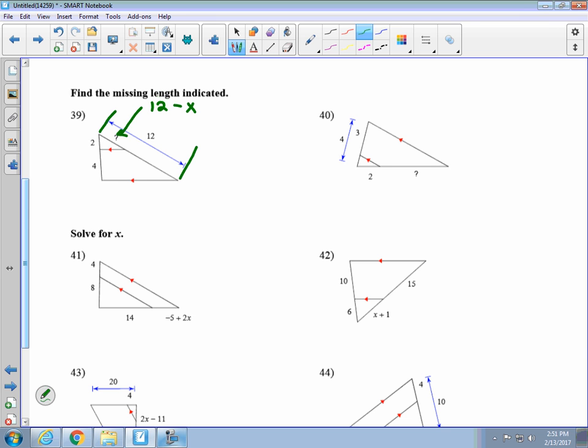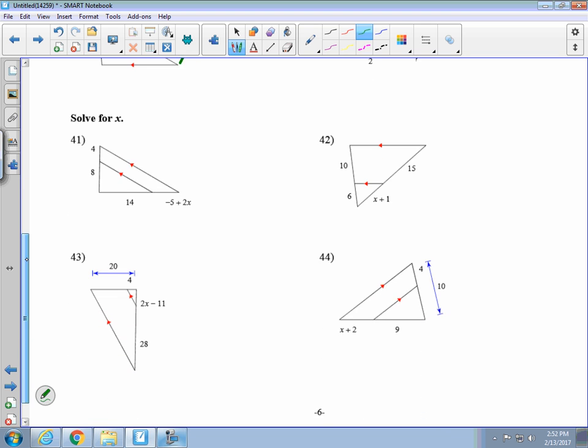Oh, excuse me. Pointed the wrong one here. 12 minus x would be right there. This would be x. Got a little ahead of myself. Sorry about that. And then here's some ones where they ask you to solve for x.